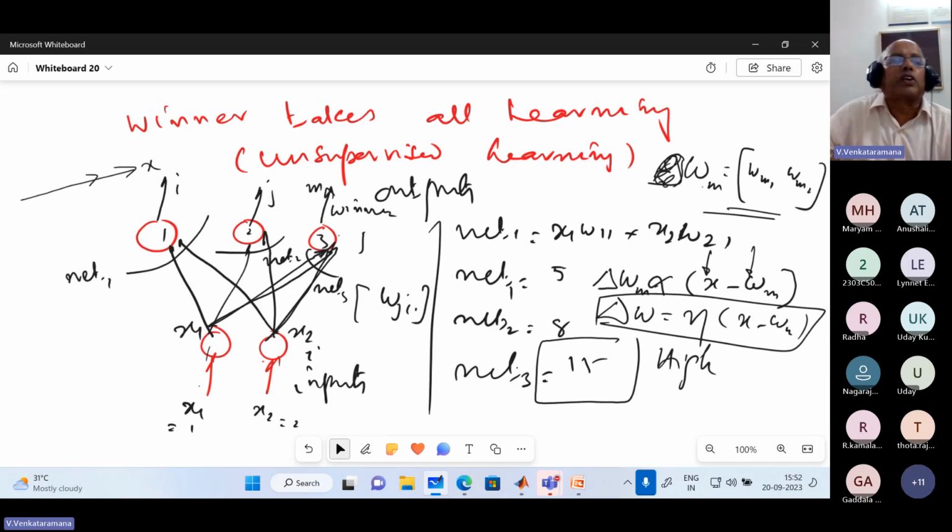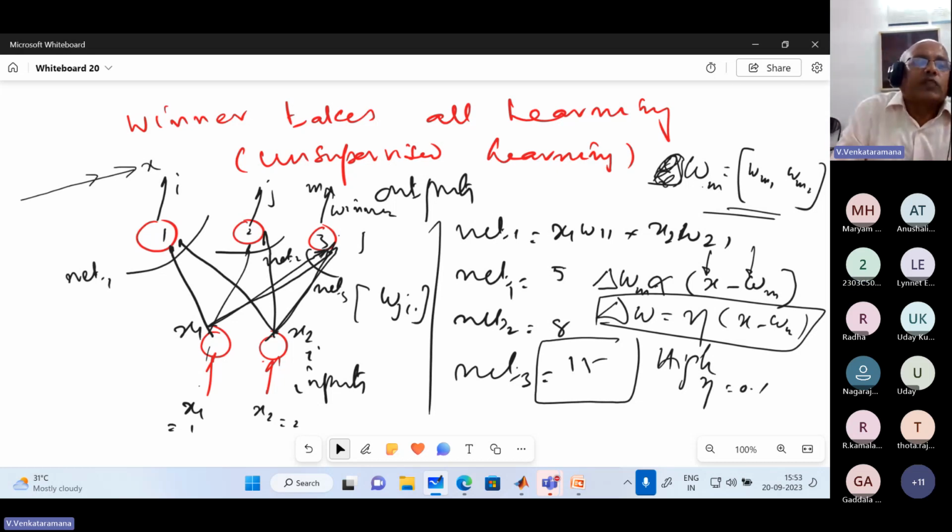Therefore, eta is the proportional constant. Already we have discussed eta should be small. Here also the same thing is valid. Some eta we will take, some 0.1 or 0.2, something like that, and you will proceed.